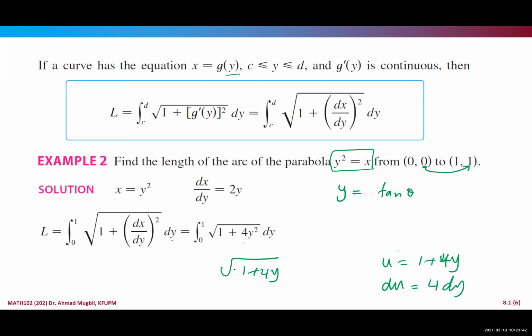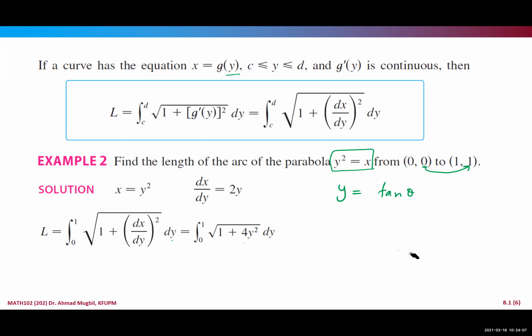The problem here is that if you put u equals 1 plus 4y squared, du is not there. du will be 8y dy, and you don't have y inside this integral. So this is why the u substitution doesn't work here. So you need to use the trigonometric substitution, but not as Hamad said.